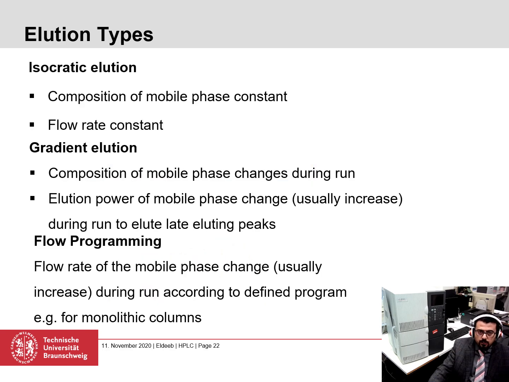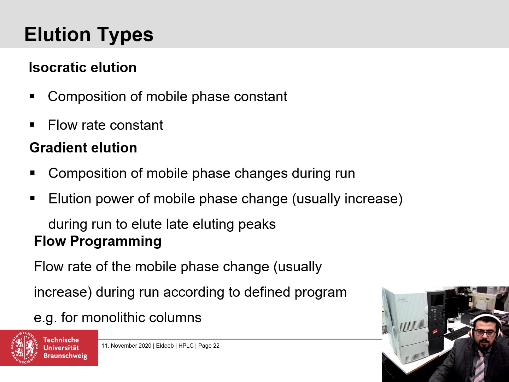There are three elution types in HPLC. The first is called isocratic elution, in which the composition of the mobile phase remains constant and the flow rate remains constant. The second is called the gradient elution, in which the composition of the mobile phase changes during the run, and the elution power of the mobile phase changes also during the run, usually increase, to elute late eluting peaks.